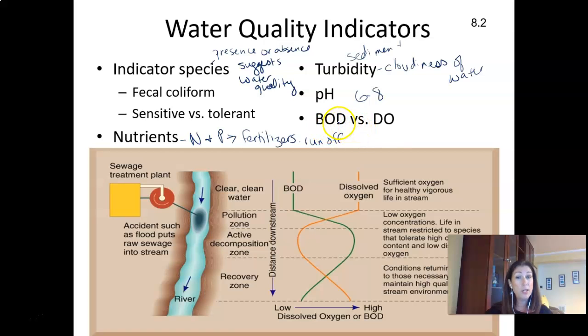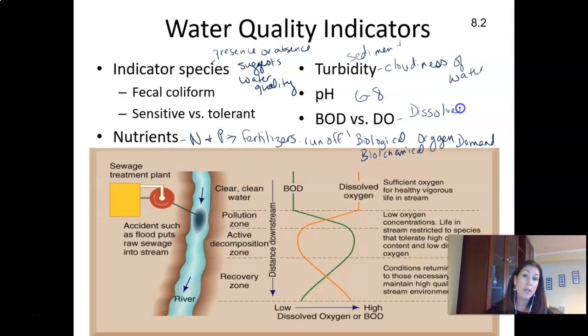Now, another thing we take a look at is BOD and DO. The BOD is the biological or biochemical, sometimes it varies depending on what you're actually looking at, oxygen demand. So what this means is how much oxygen is needed in order to support life and go through chemical reactions that are going on in the water. And the DO is the direct measure of how much dissolved oxygen there is.